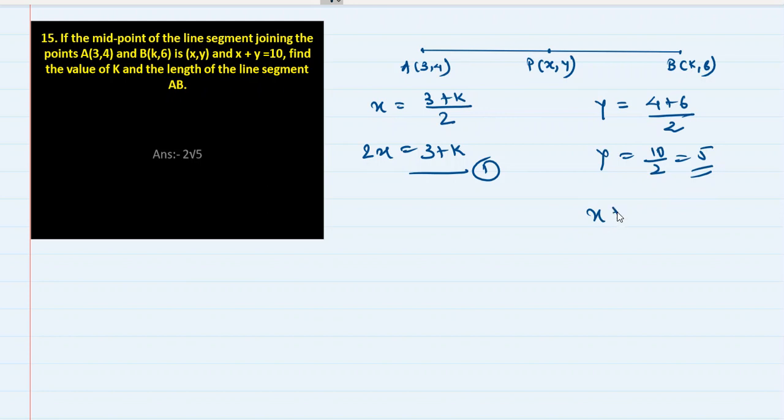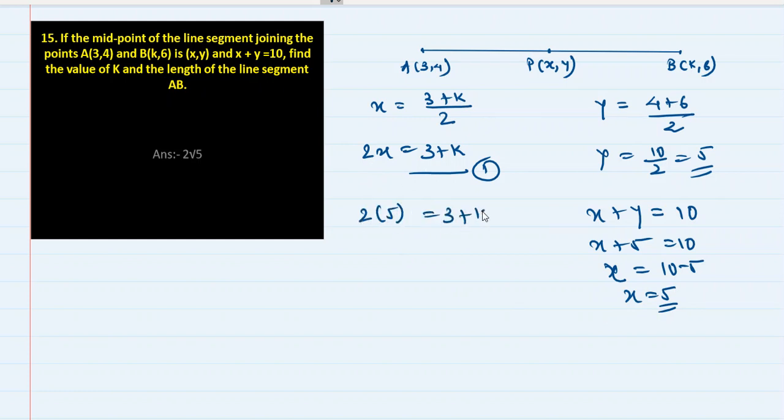Now we know that x plus y is equal to 10. So x plus 5 is equal to 10. So x is equal to 10 minus 5. So x is equal to 5. Okay, so if x is 5, we put the value of x in equation 1. So we get 2 multiplied by 5 is equal to 3 plus K, which is 10 is equal to 3 plus K, which is 10 minus 3 is equal to K. So K is equal to 7.